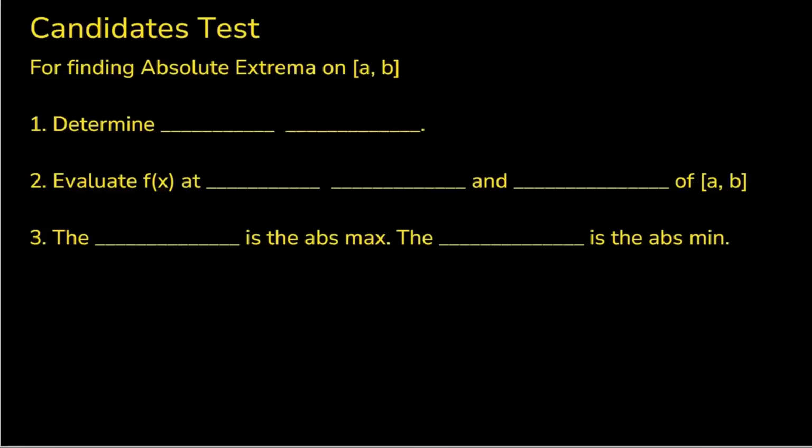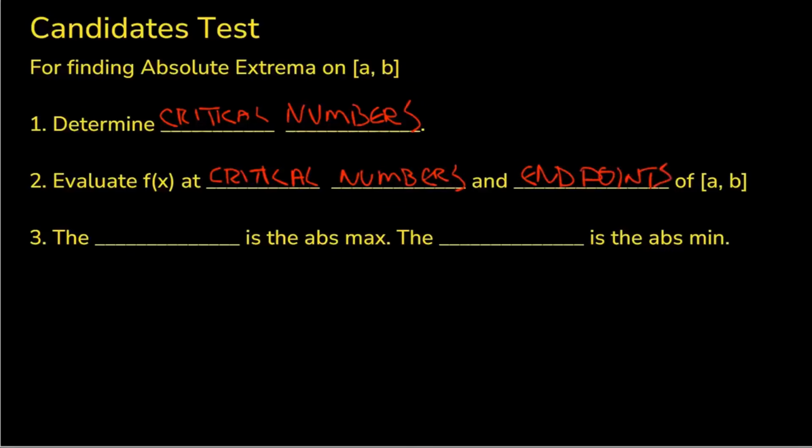So the first thing you want to do is determine the critical numbers, and then you want to evaluate the function at those critical numbers and the endpoints of the closed interval. Then the greatest is the absolute max and the least is the absolute min.